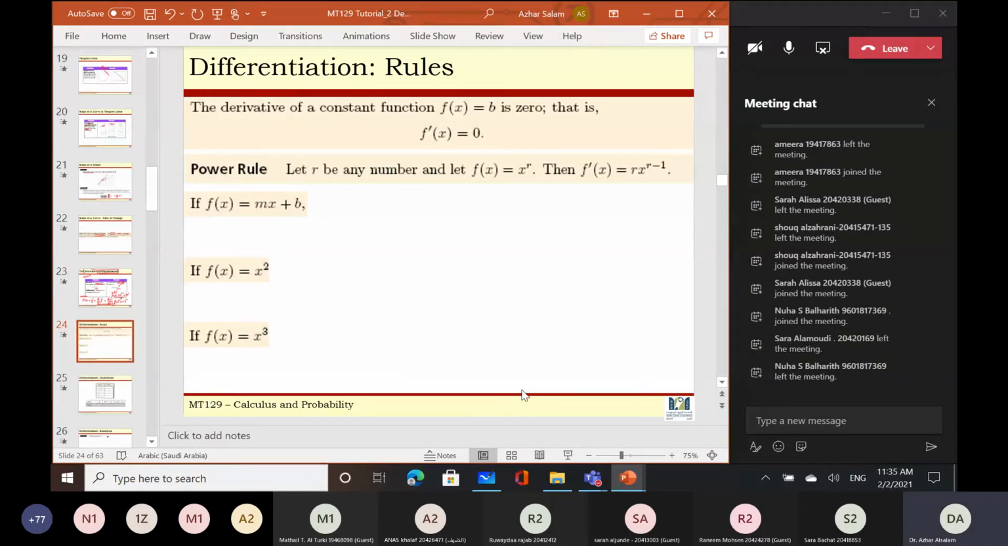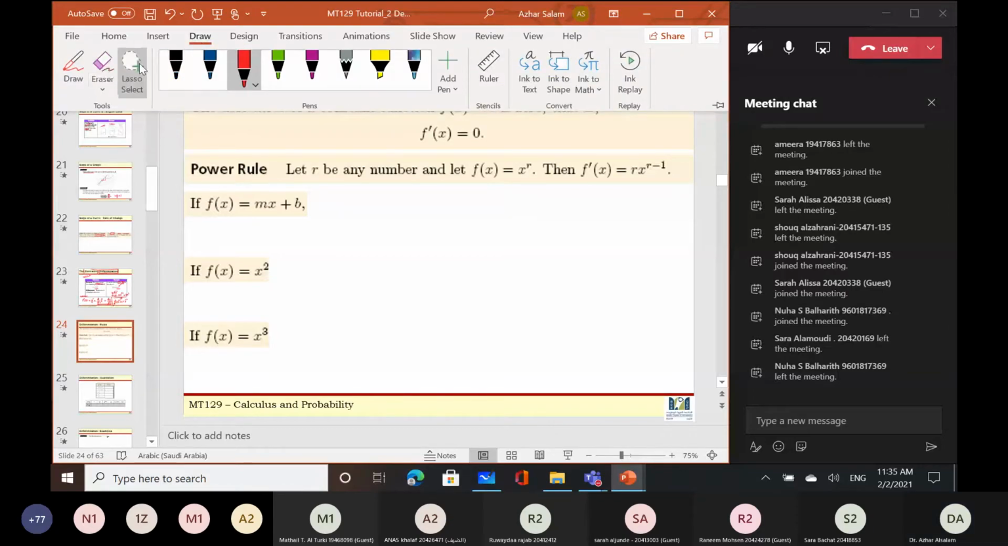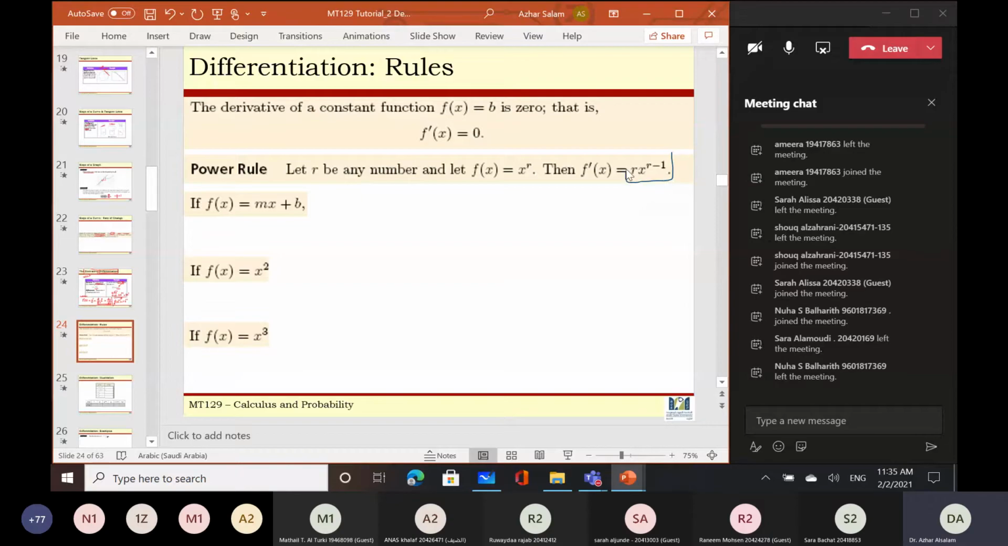Now for more rules. This is the rule that we just discussed, which is rx. When it's x to the power r, I just multiply it by the power r, x to the power r minus 1.